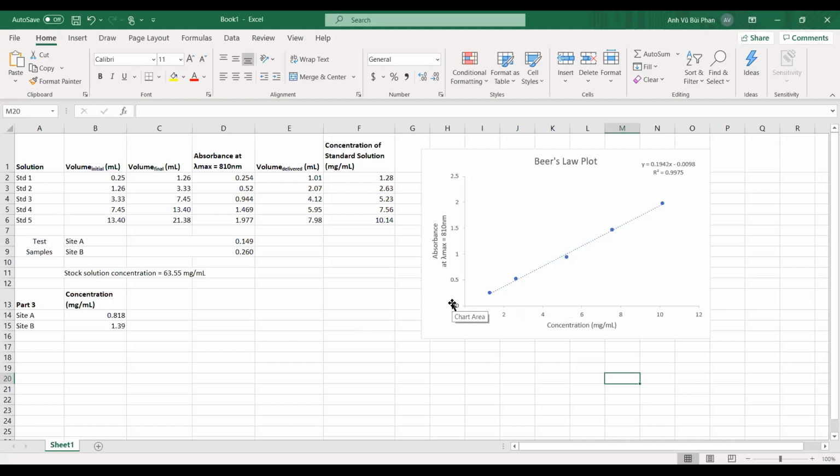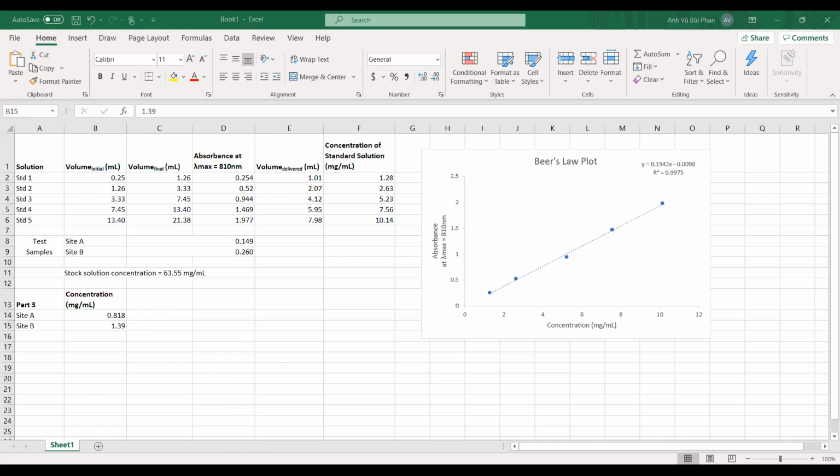From those numbers, we're going to plug in the absorbance, which is the y. So we plugged that in, and then we're going to find the x, which is the concentration, and we found those two concentrations from site A and B, which are 0.818 for A and 1.39 for B. I'm going to pass it on to Jose to finish.